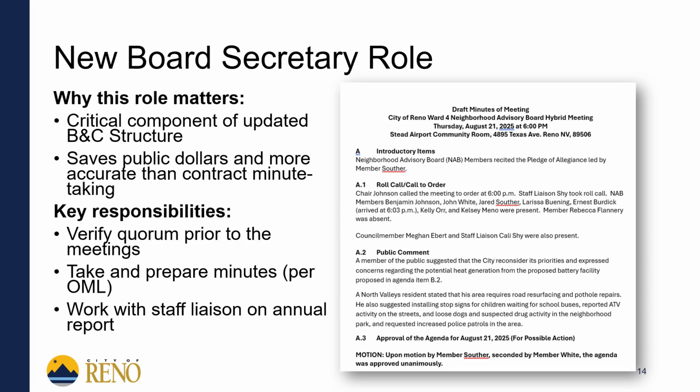Currently, the City of Reno is paying outside vendors upwards of $300 per meeting for some boards just to have minutes prepared. This adds up to thousands of dollars per year. By shifting to the board secretary model, we save taxpayer dollars while keeping minute taking closer to the actual discussion. As board members, you are more in tune to the discussions and votes that are happening in your boards than most contract minute takers would be.